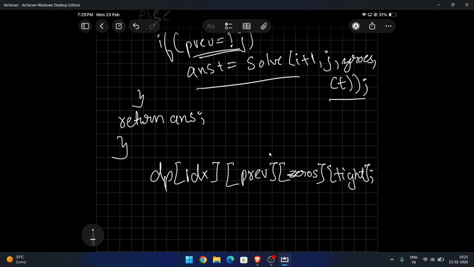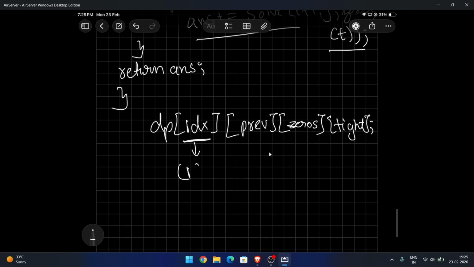Okay, so how many indexes can there be? Maximum 19 indexes. Let's say 20. Okay, what are the values of previous? It can go from 0 to 9 only. So it would be 10. What is the maximum number of zeros that we can have? That is 18. So let's say 20. And what can be the value of tight? It can be either 0 or 1.